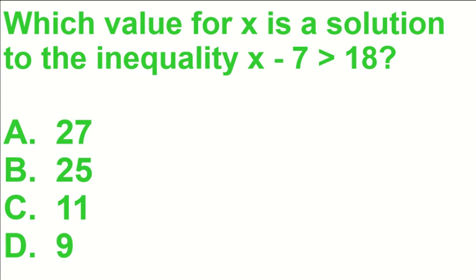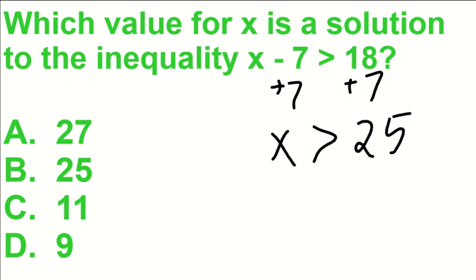Which value for x is a solution to that inequality? Sydney? A is correct. All right, so the tricky part with these is if you go to solve it, you would add 7 to each side. So you would have x is greater than 25. A lot of kids see that 25 and they think, oh, that means the answer is going to be B.